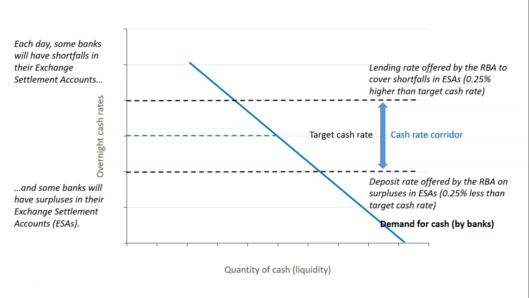Transactions are going to occur within that corridor because no bank is going to borrow money at a rate higher than what the Reserve Bank is offering, and equally no bank is going to want to make deposits in some other bank somewhere at a rate that's lower than what the Reserve Bank is offering. Now that means that we have an operative demand curve that falls within the corridor. The rest of that demand curve is effectively a notional one. It becomes irrelevant.